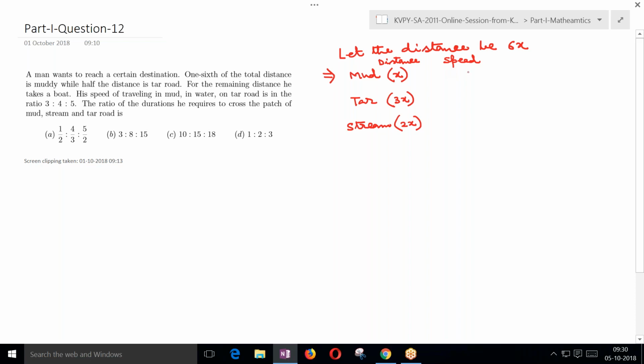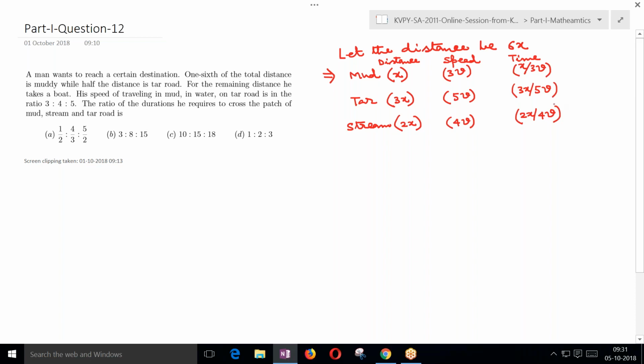So the speed in the mud will be 3v, correct? In the tar it will be 5v, and in the stream it will be 4v, correct? So how much time will it take in each of these three travels? We know the time taken is nothing but distance by speed. So this will be x by 3v, here it will be 3x by 5v, here it will be 2x by 4v. So these are the different time durations taken.